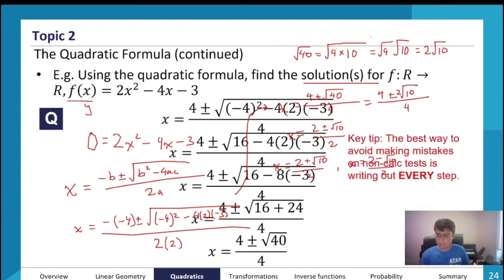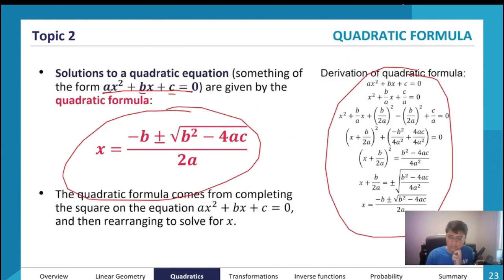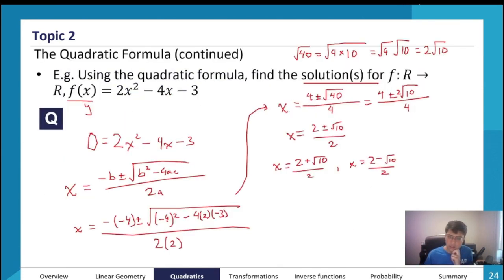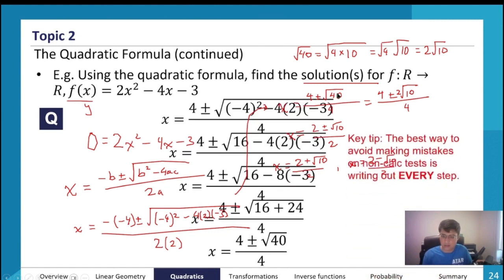Now, the thing is, I did skip a few steps in my working here. You can see that, especially going from here to here. I did most of the working out in my head, but if you don't want to make mistakes, you really want to make sure that you're writing out all the steps. Sorry, if you don't want to make mistakes, make sure you write out every step. So that's that there.